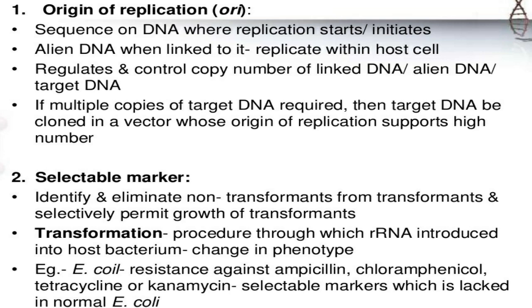Second, the selectable marker. It helps identify and eliminate non-transformants from transformants and selectively permits growth of transformants. Transformation is the procedure through which rDNA is introduced into the host bacterium, causing a change in phenotype. Example: E. coli resistance against ampicillin, chloramphenicol, tetracycline or kanamycin, selectable markers which are lacking in normal E. coli.